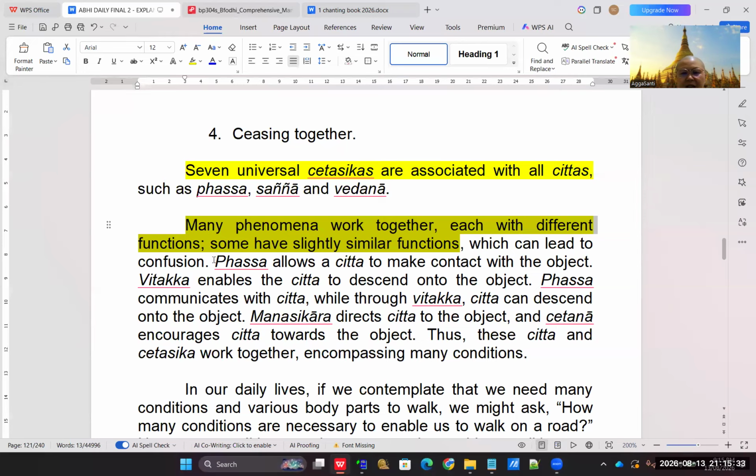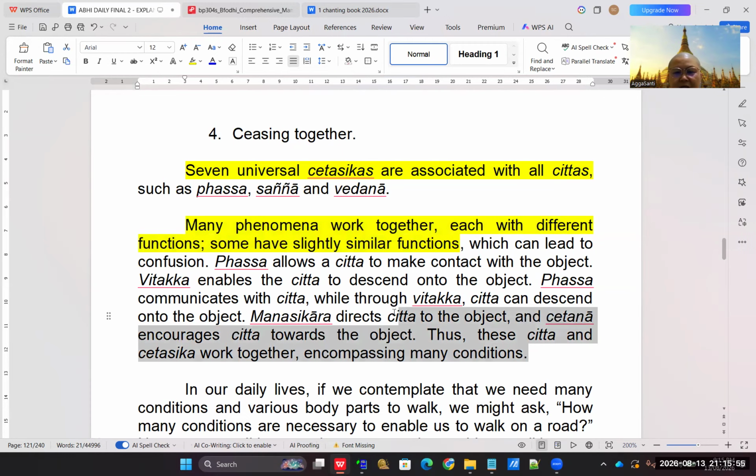For example, passa allows you to contact the object. Vitakka means letting the mind, chitta, descend on the object. Passa communicates with chitta, but through the vitakka, chitta can descend on the object. Manasika directs the chitta towards the object. Chetana encourages the mind towards the object.